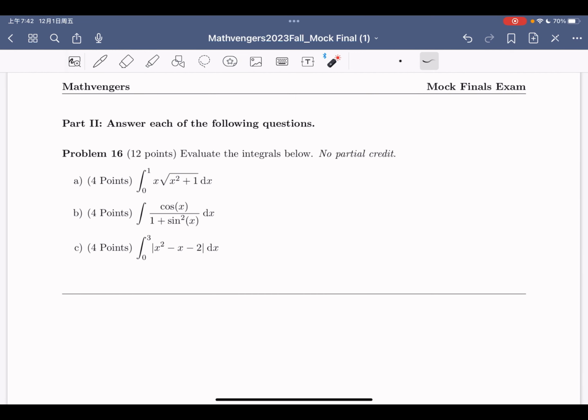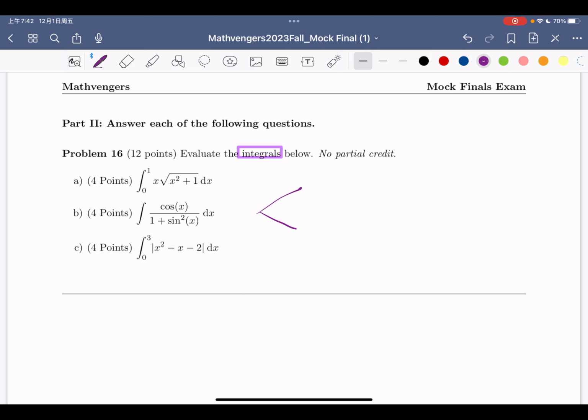Now let's move to part 2, the long questions. The first question is to evaluate the integrals below. Remember that when you see integrals, we actually have two types of integrals.